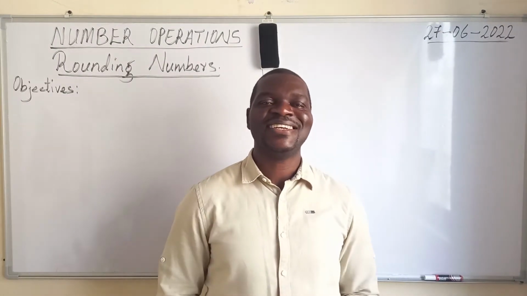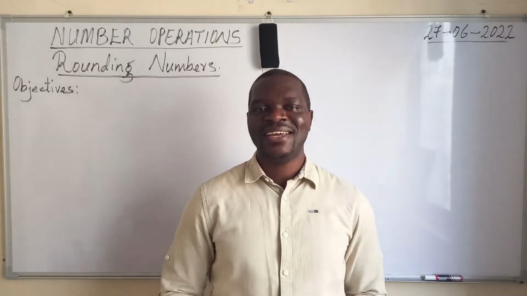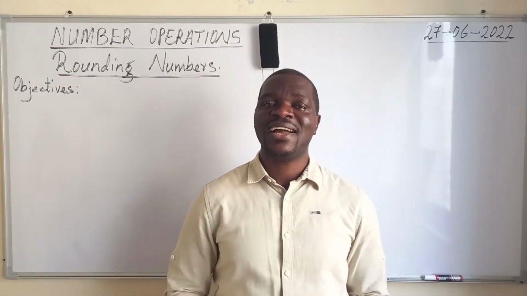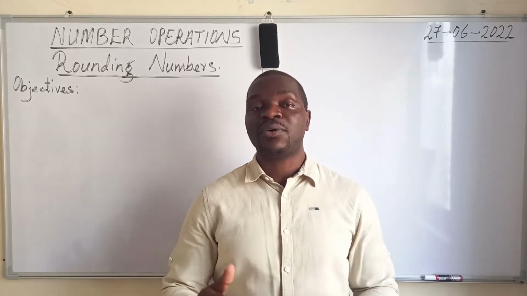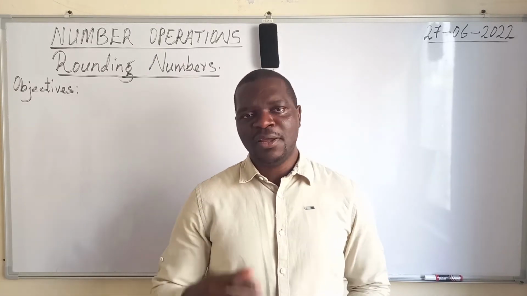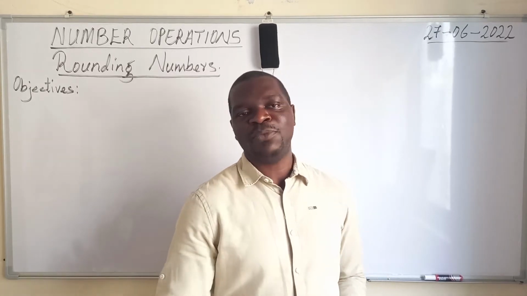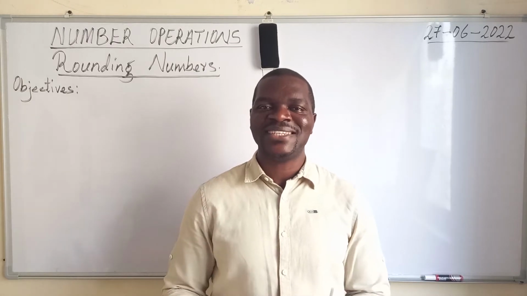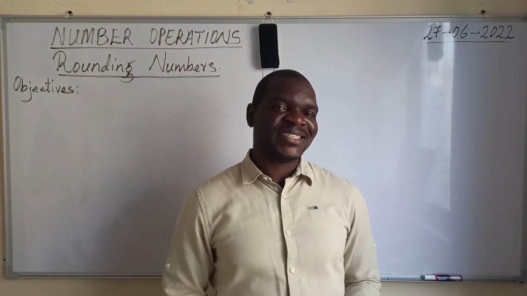We are here to assist you in elementary mathematics. We are going to continue with number operations, and today the title of our lesson is Rounding Numbers. Specifically, we are going to round numbers to the nearest 10, to the nearest 100, and to the nearest 1000. What is our lesson objective?